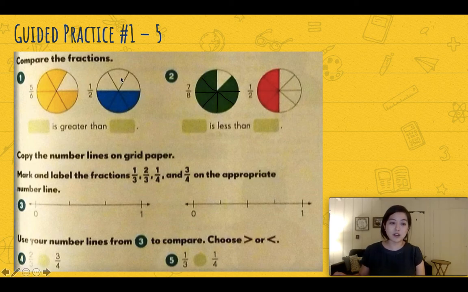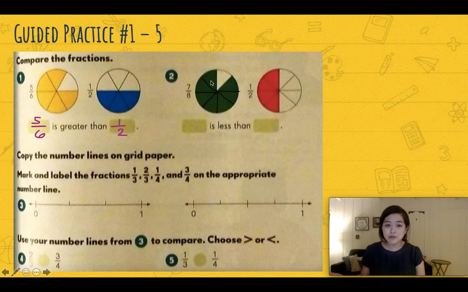Let's look at number 1. So they already shaded the parts of the model for you. We just want to see which one's greater than the other. If you see here, there's more shaded areas than this circle here, right? So 5/6 is greater than 1/2.